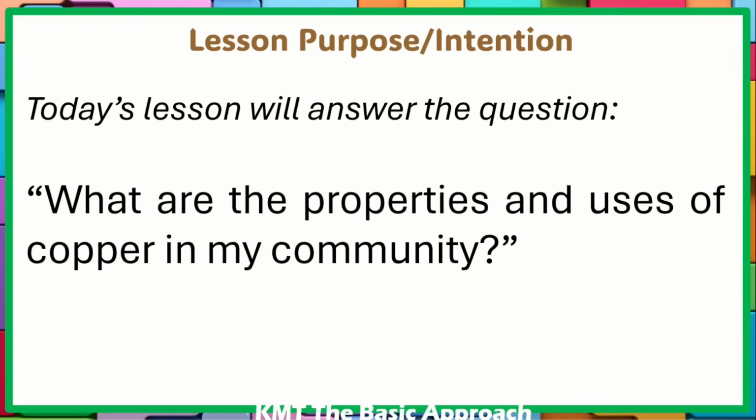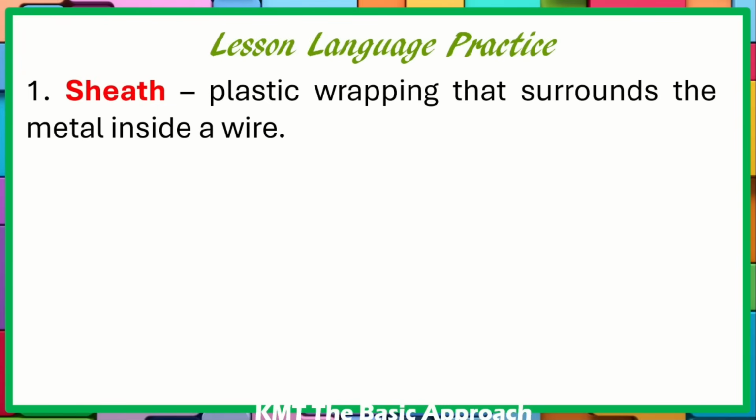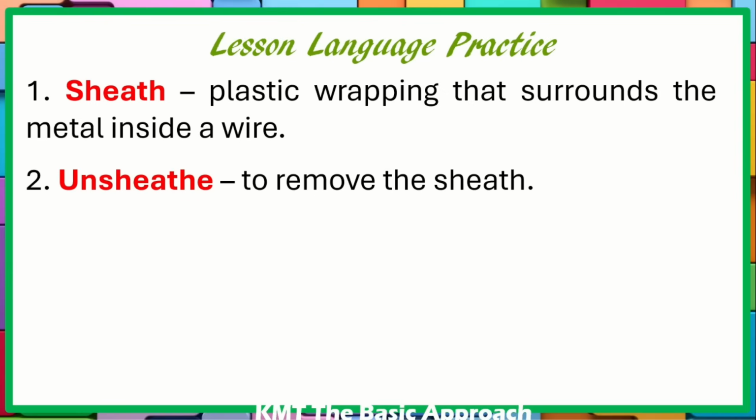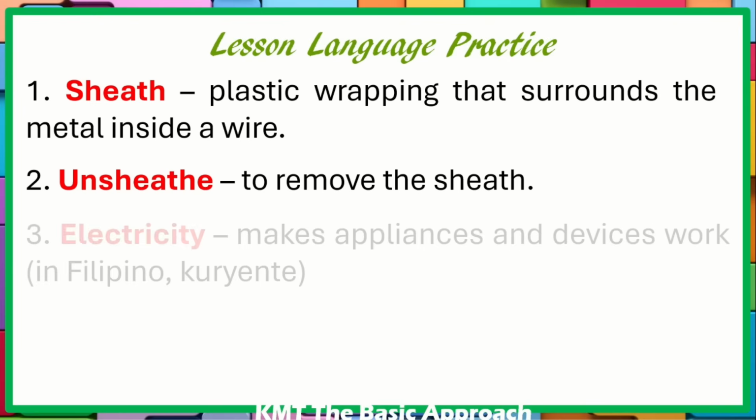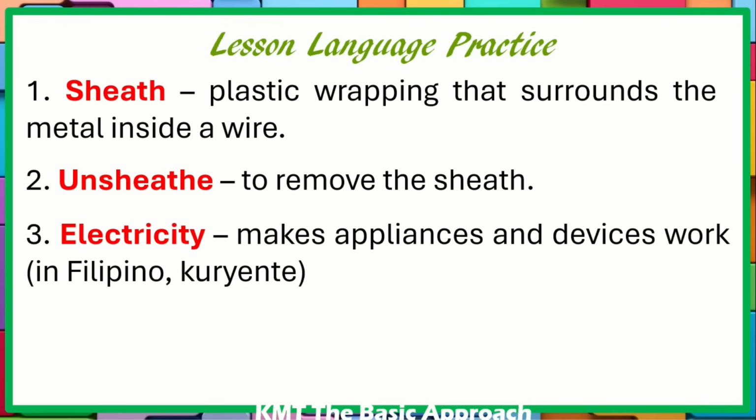Lesson language practice. Number 1, sheath. Plastic wrapping that surrounds the metal inside a wire. Number 2, unsheath. To remove the sheath. Number 3, electricity. It makes appliances and devices work. In Filipino, it is kuryente.